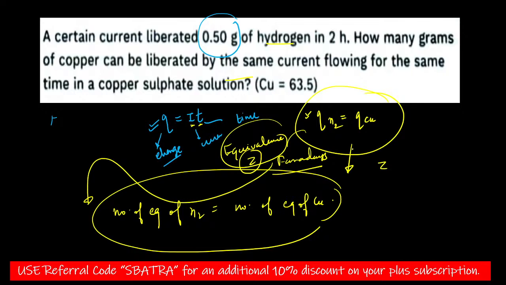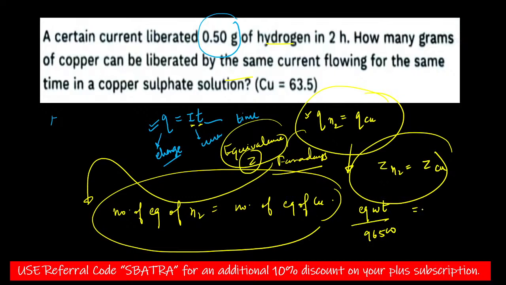Yeah, so what we have to find out is that the number of equivalents of H2 is equal to the number of equivalents of copper. So now what is equivalence? Equivalence is nothing but equivalent weight divided by 96500. So equivalent weight of H2 divided by 96500 equals equivalent weight of copper divided by 96500. Now this 96500 cancels out, and you're left with the equivalent weight of H2 and the equivalent weight of copper.